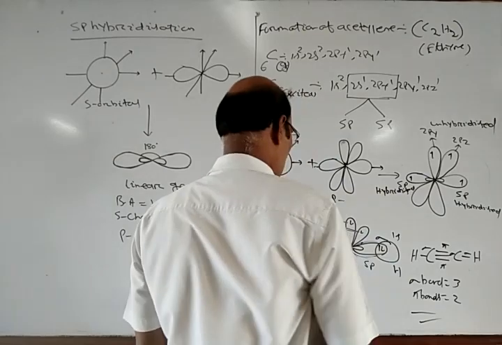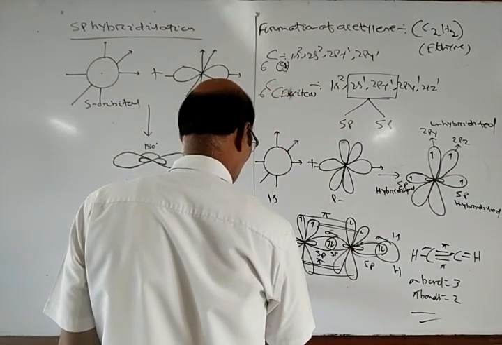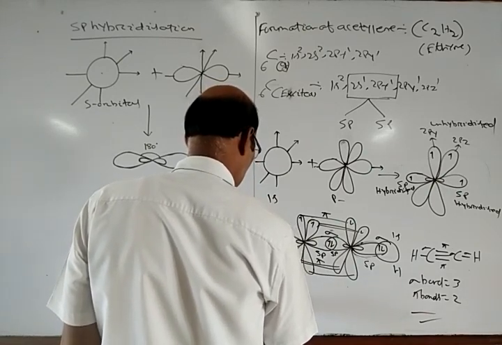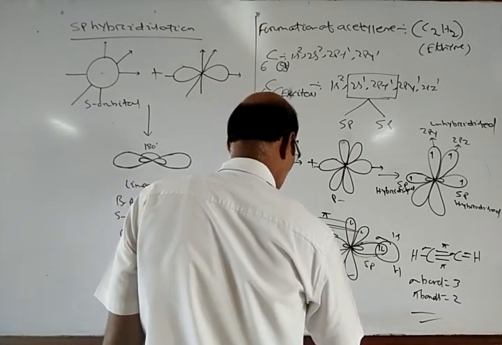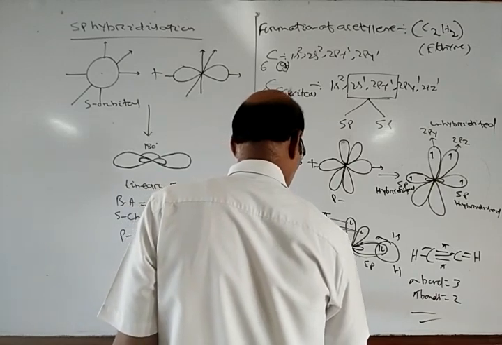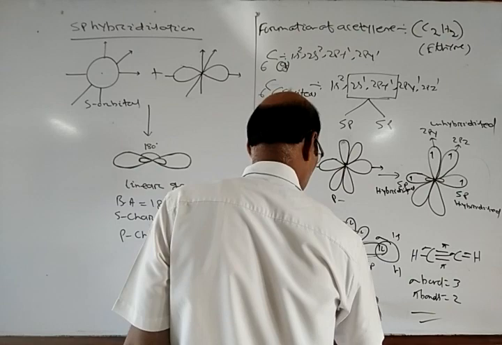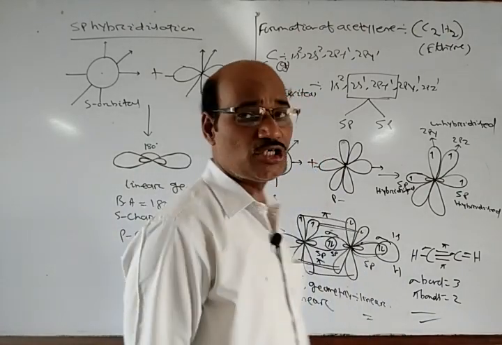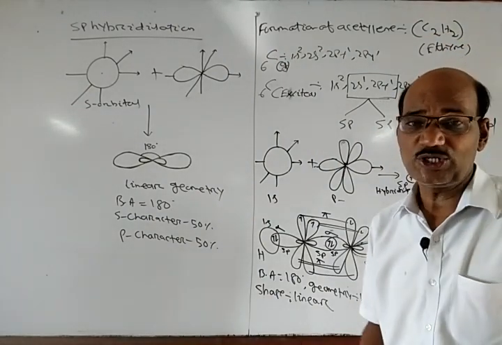So here the bond angle is 180 degrees, the shape is linear, and the geometry is also linear. So this is how the C2H2 molecule forms through sp hybridization.